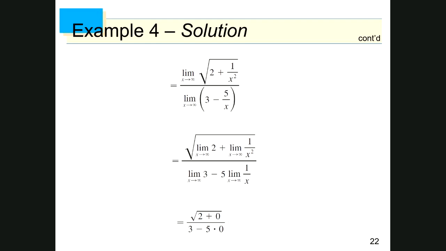So if you take the limit in and you split it out, notice that these two limits here will just be 0, all right? And you just end up with root of 2 at the top, and at the bottom, you just have 3 minus 5 times 0, so you have root 2 over 3.